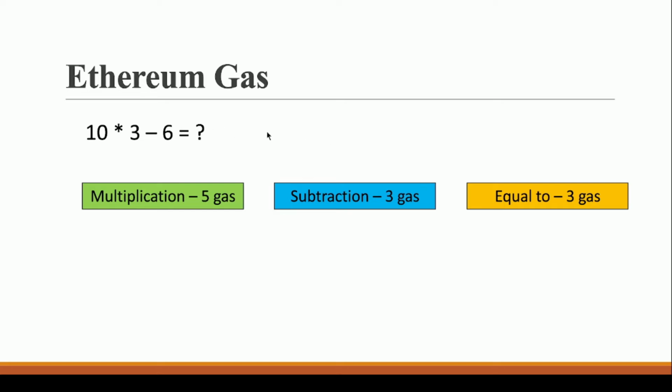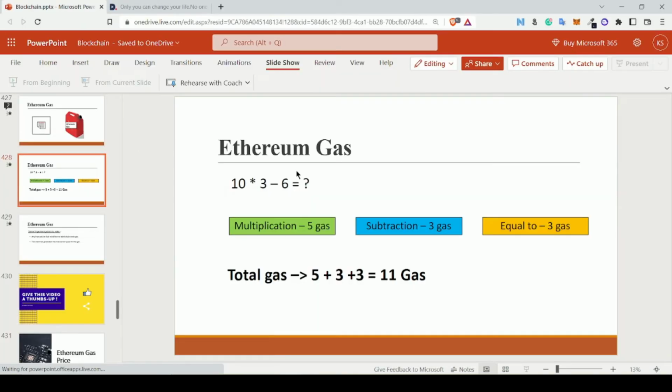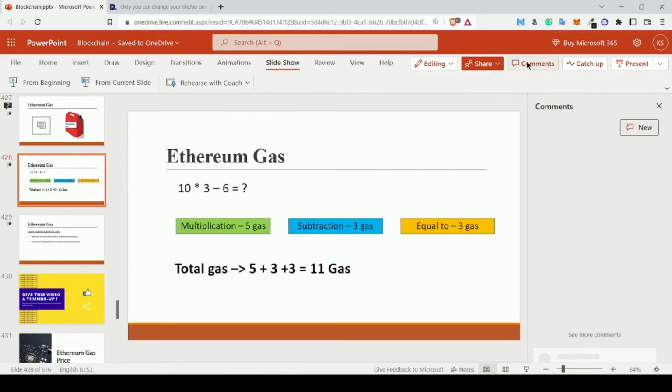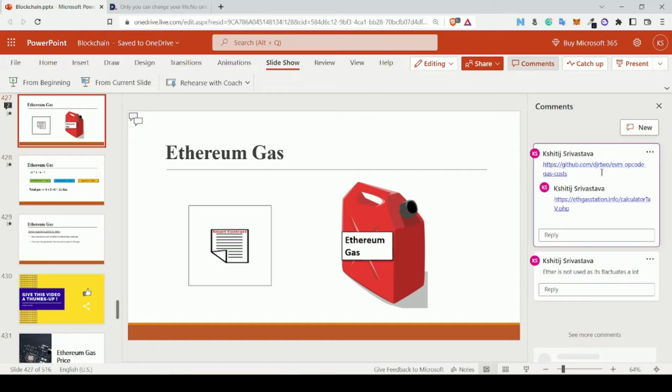If I say what is the total amount of gas you will require in order to execute this expression, that will be 5 plus 3 plus 3, that is equal to 11. I hope this makes sense, that you require 11 gas so that you can get the result of this expression. So let me show you one important document where you can find the list of all the gas associated with all the opcodes. Let me show you that.